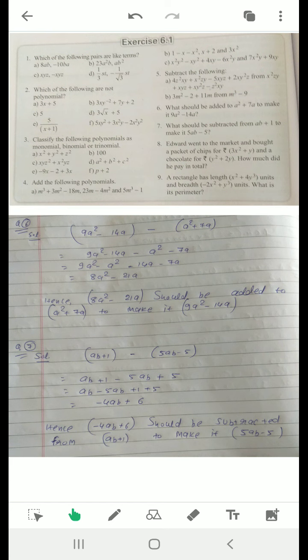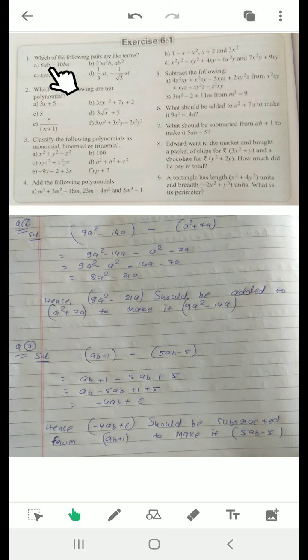Okay, so first question is, which of the following are like terms? As I already explained in my first video of this chapter, the basic things related to the algebraic expressions. So what are the like terms? If the variables of the terms are same, then they can be called as like terms. So you know how to find out whether they are like terms or not. Just see the variable, not the constants, just see the variable.